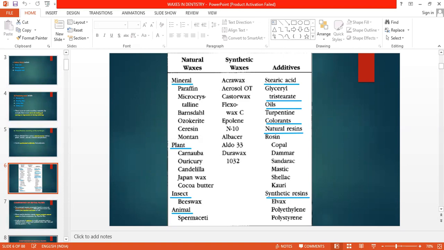Mineral wax, example paraffin and microcrystalline wax. Plant wax, example carnauba wax and candelilla wax. Insect wax, example bee wax. Animal wax, example spermaceti. And synthetic wax such as acrawax, aerosol OT, castor wax, etc. And additives like stearic acid, glycerol tristearate, oils, colorants, natural resins, and synthetic resins.